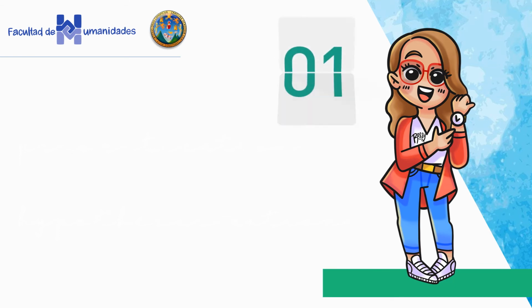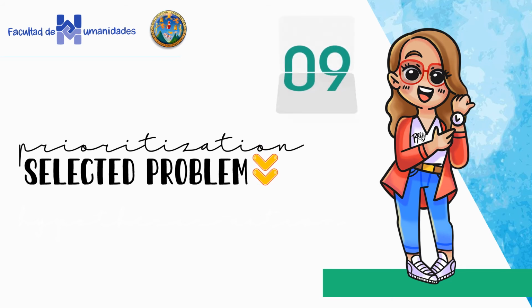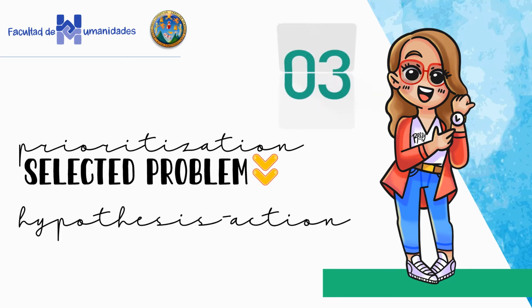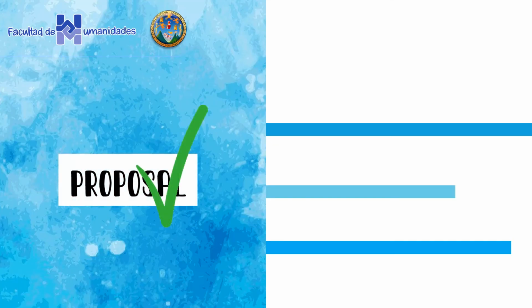Based on the prioritization, you'll have the problem considered as the most important to solve, and you'll have the possible solution based on the hypothesis action. So now it's time to determine if the possible solution is actually feasible, viable, and desirable. This you'll determine with an analysis. Of course, a feasibility, viability, and desirability analysis.